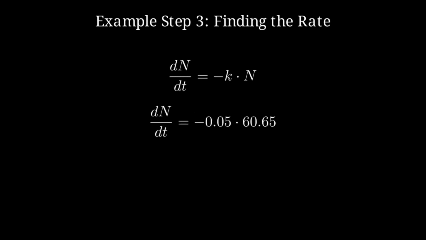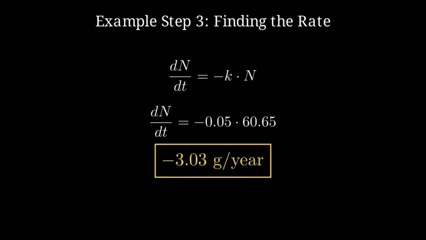What if we want to know how fast it is decaying at exactly that 10-year mark? We use our differential equation. We multiply our constant k, which is 0.05, by the current amount, 60.65. This gives us a rate of negative 3.03 grams per year. The negative sign confirms the amount is decreasing at that specific moment.